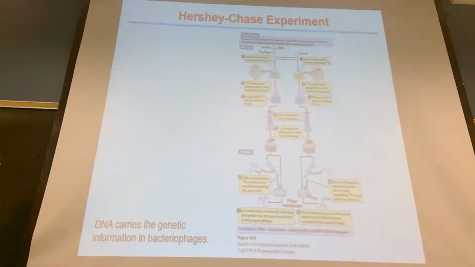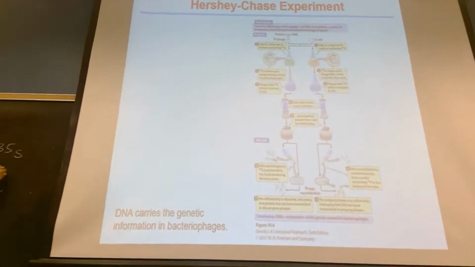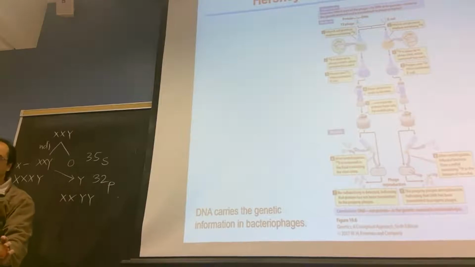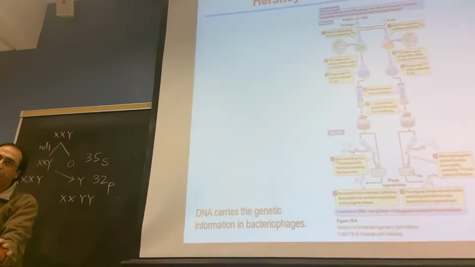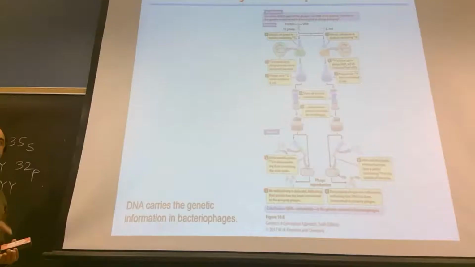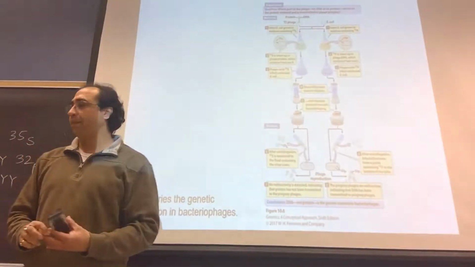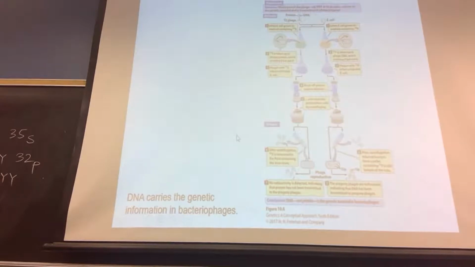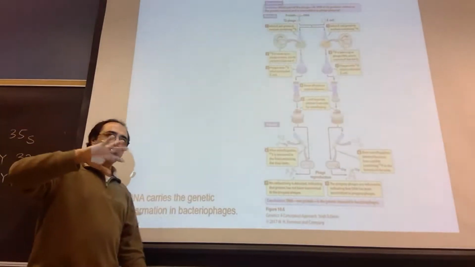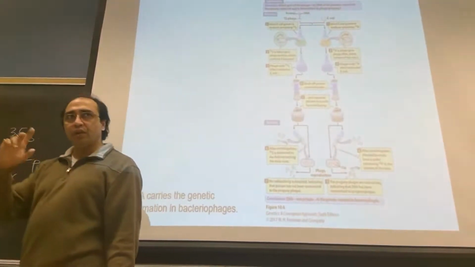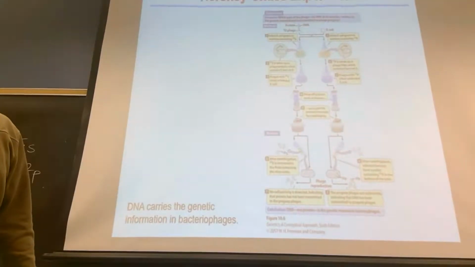In another part, he used 32P, that is radioactive phosphorus. This phosphorus will go to the DNA, because DNA contains phosphorus and protein contains sulfur. So it is in the DNA of those bacteria. Now all those phages infected the E. coli. Then they transferred their genetic materials to the E. coli bacteria. Okay, that's fine.